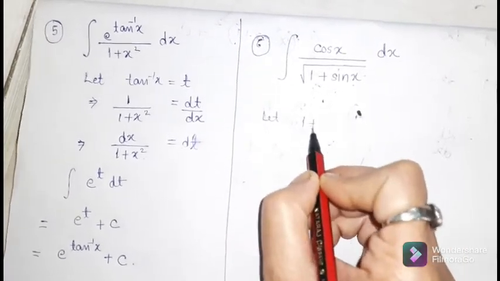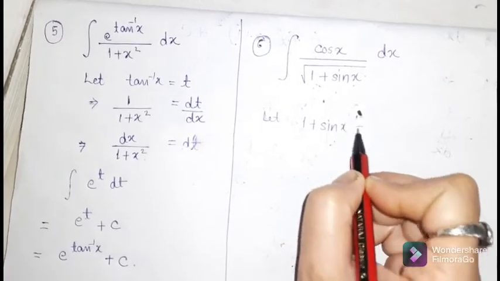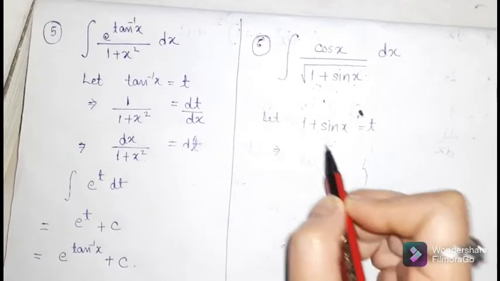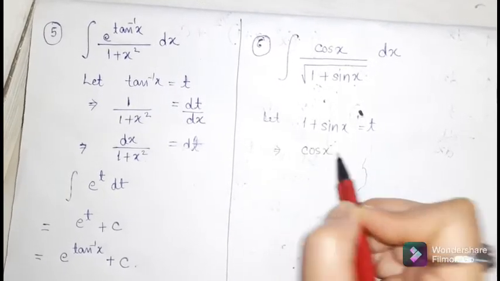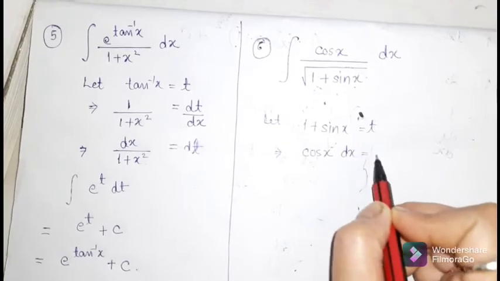Let 1 plus sin x equals t. This gives cos x dx equals dt.